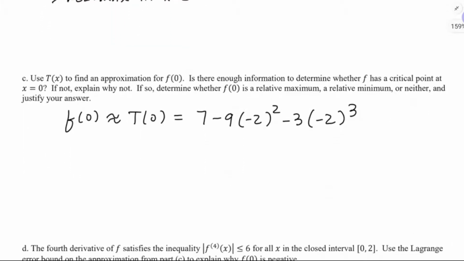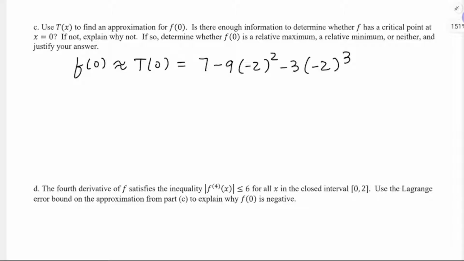Is there enough information to determine whether f has a critical point at x equals 0? Absolutely not. The Taylor polynomial, if it's centered at x equals 2, is only giving us information about the derivatives at x equals 2. I don't love this question. I've seen another version of this question somewhere in AP Classroom.